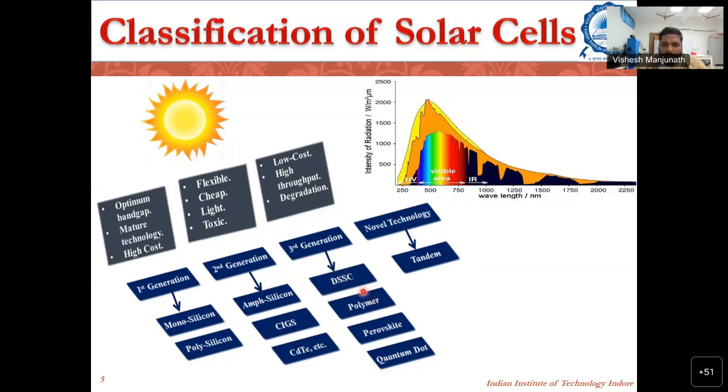Then with polymers, to make it even cheaper, people started making bulk heterojunctions with a mixture of two polymers. Even these cells have lower efficiencies. Then we have quantum dot solar cells, where we use multiple quantum dots of different shapes and sizes to harvest different parts of the spectrum and collectively make it work as a solar cell. And these concepts again depend on band gap engineering in third generation solar cells.